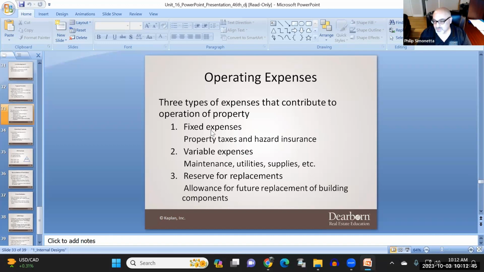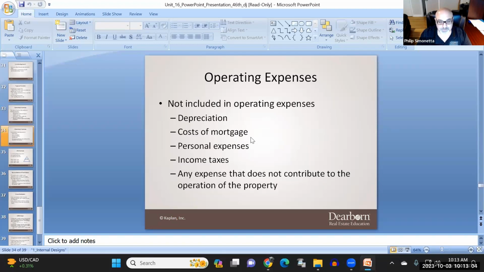You don't get stuck paying a lot of money at one time. You're actually putting it away every month for the property. That would be your reserve for replacements. You know, the roof needs to be replaced in 30 years, right? So you need to put that money aside. So these are the operating expenses you have when it comes to investment property, right?